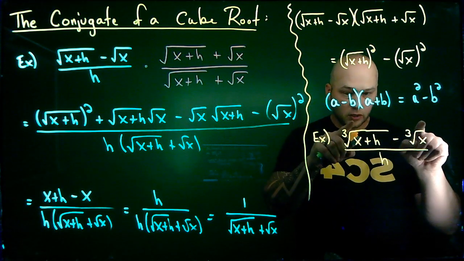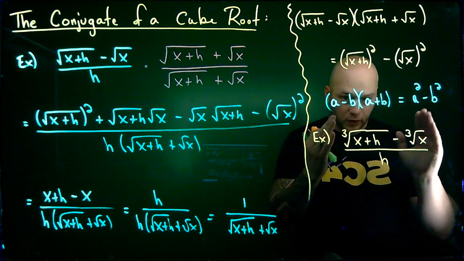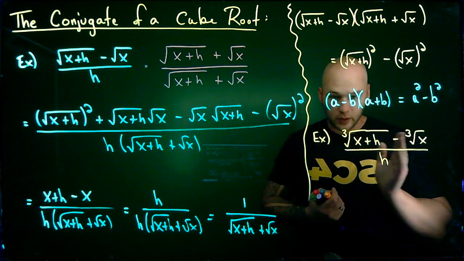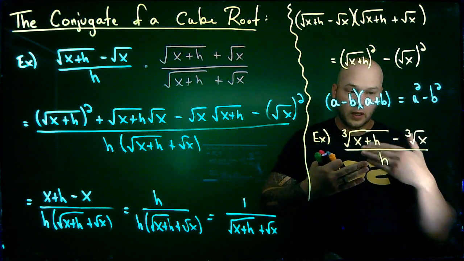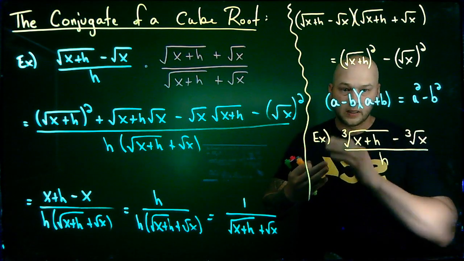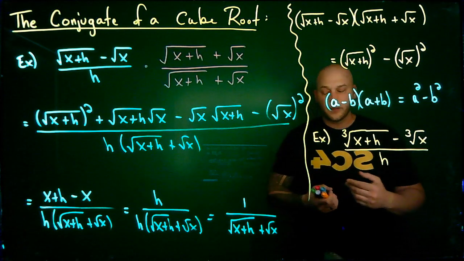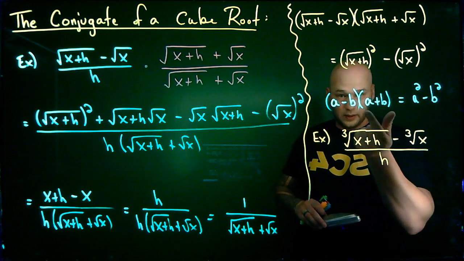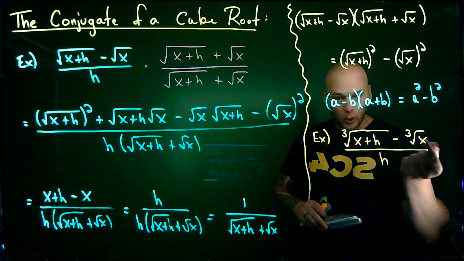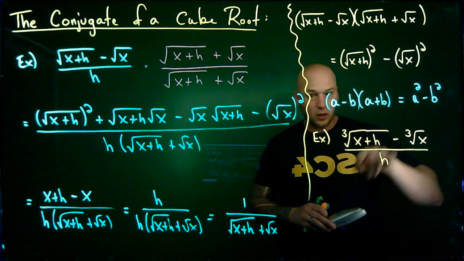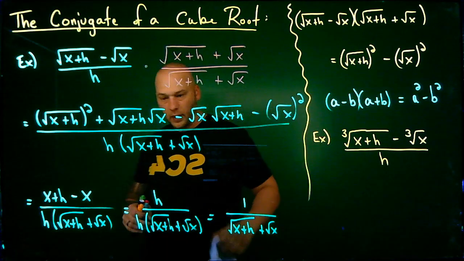Now, I can't just cube the whole thing because cubes don't distribute through a difference. An exponent will distribute through a product or a division, but it won't distribute through a difference. So what I have to do is figure out a way, like this conjugate idea, what could I multiply this whole expression by so that I can put a cube here and a cube here? Well, let's explore that over on this side of the board.